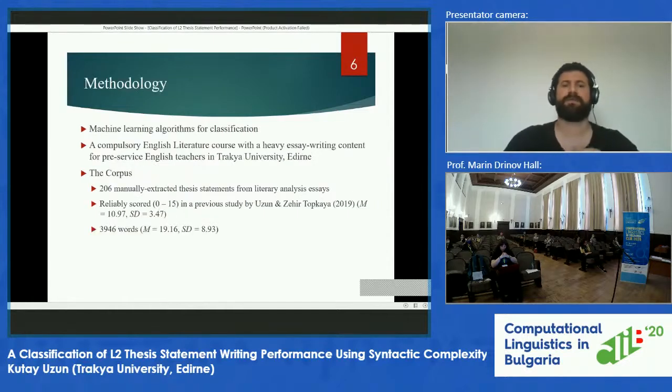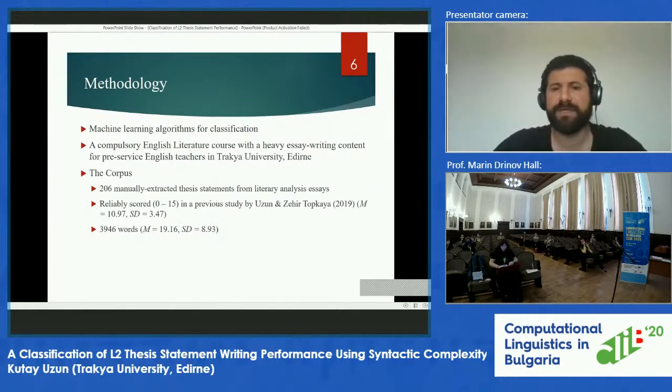And for this reason, well, this is a classification study, so I used 10 machine learning algorithms for classification. And the context of the study was a course that I have been teaching for 7 or 8 years. It's a compulsory English literature course, which includes a heavy essay writing content for pre-service English teachers in Trakya University, Edirne. So from their essays, I manually extracted 206 thesis statements. And in a previous study, they were actually reliably scored with an instrument that we developed several years ago.